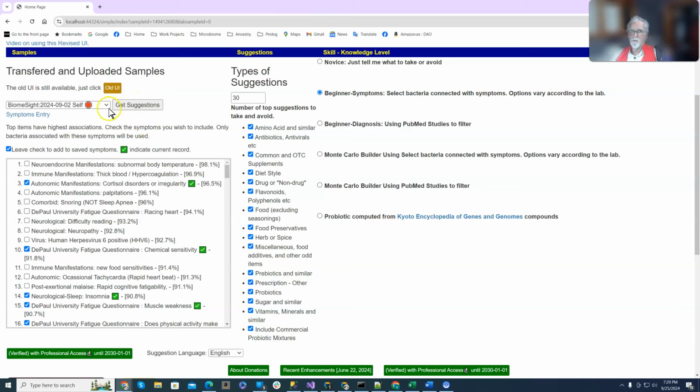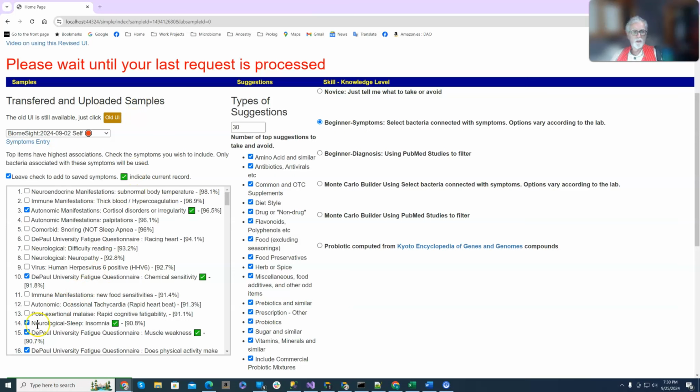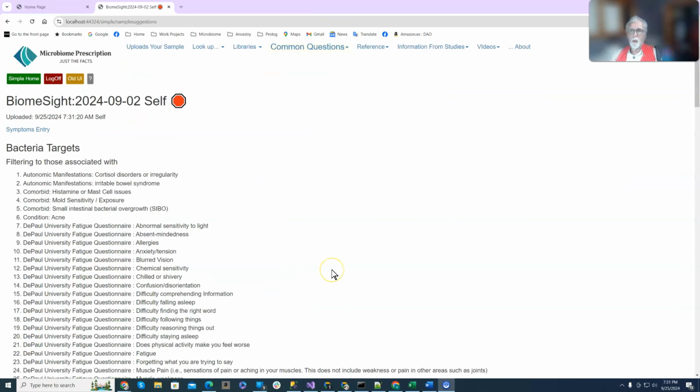Now, if you happen to have a lab, a typical lab, not one of the big ones which we have lots of data about, then this may be totally blank, in which case we go over to the PubMed way of doing things. Okay, let's just click here and get suggestions. So after waiting a little bit of time, there's a lot of calculations going because we are doing the Monte Carlo model, or the consensus.